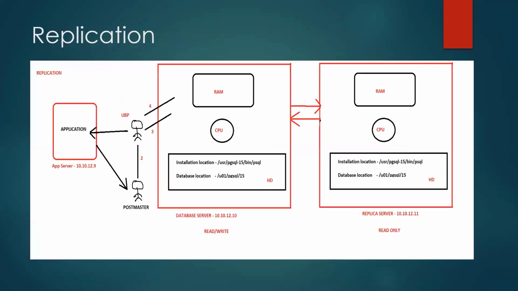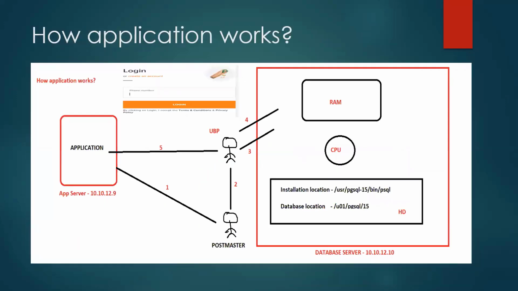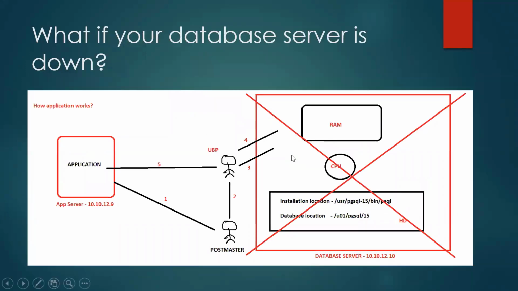So I just revised everything here. If you enter your username and sign in, the application forwards the request to your database. There is an intermediate person who does all the authentication work. If this goes down, there comes your replication.